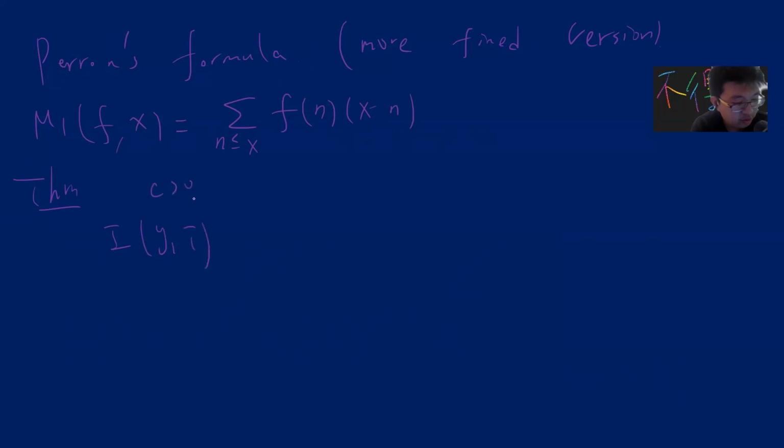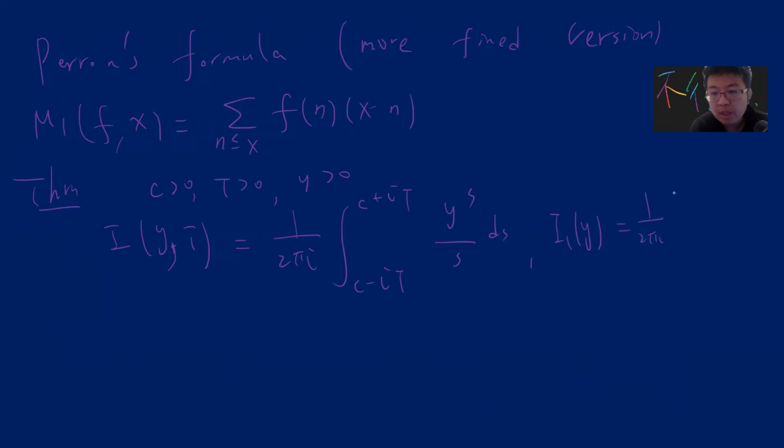Let's say c is greater than 0, T is greater than 0, and y is greater than 0. So this is 1 over 2 pi i, a complex analysis contour integral from c minus iT to c plus iT of y to the s over s ds. This is the first one. And I also define I of y to be 1 over 2 pi i, the integral from c minus i infinity to c plus i infinity of y to the s over s ds.